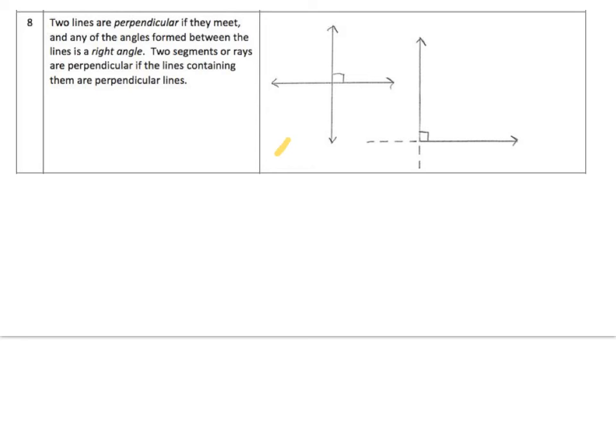So this first example, I have two lines are perpendicular. Here I have, the second example, I have two segments or rays are perpendicular. And I guess I should have put arrowheads on the ends, because if those rays or segments are perpendicular, then the lines containing them are perpendicular.